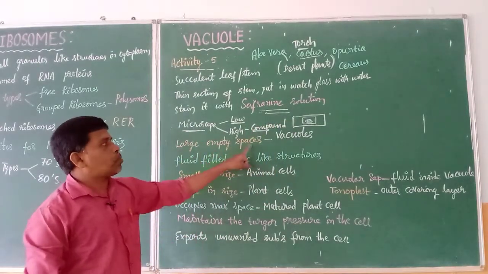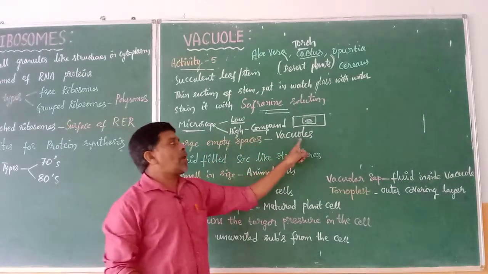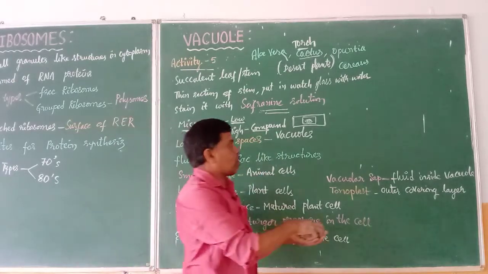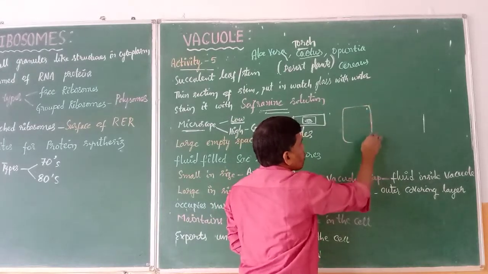Some large empty spaces you find. These large empty spaces inside the cell are called vacuoles. Are called as what? Vacuoles. So just observe under the microscope. Imagine this is the cell we have seen under the microscope.